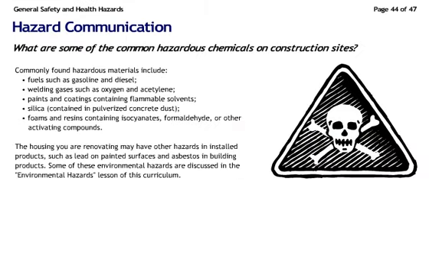Commonly found hazardous materials include fuels such as gasoline and diesel, welding gases such as oxygen and acetylene, paints and coatings containing flammable solvents, silica contained in pulverized concrete dust, and foams and resins containing isocyanates, formaldehyde, and other activating compounds. The housing you are renovating may have other hazards in installed products, such as lead on painted surfaces and asbestos in building products. Some of these environmental hazards are discussed in the Environmental Hazards lesson of this curriculum.